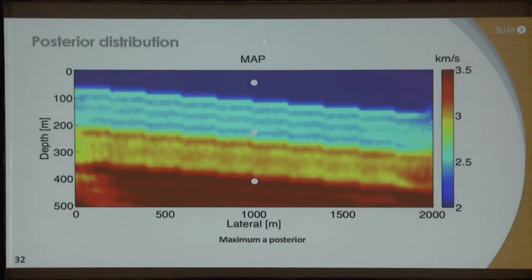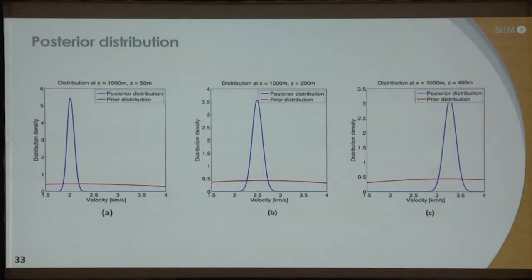And if we take 3 points and look at the distribution at these 3 points, we can see that our prior distribution is actually a very broad distribution. It doesn't focus on anything. But after the inversion, we make the posterior distribution centered on the true values. And actually we reduce the uncertainties, right? The distribution shrinks and the uncertainty gets less.